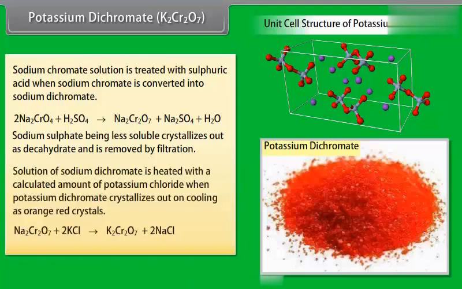Solution of sodium dichromate is heated with a calculated amount of potassium chloride, when potassium dichromate, being much less soluble than the sodium salt, crystallizes out on cooling as orange-red crystals.